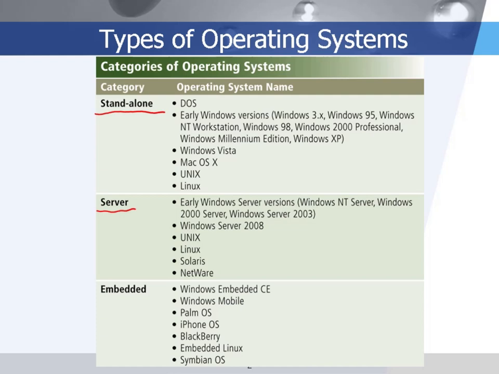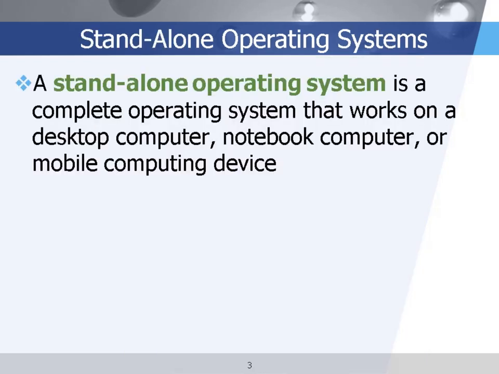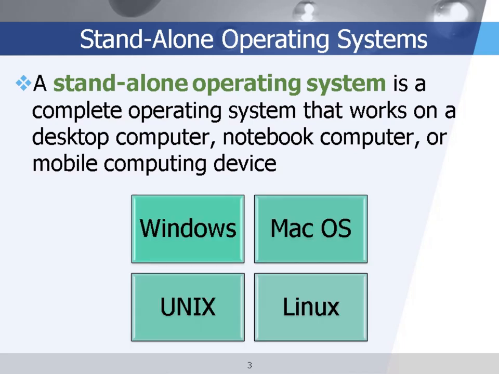The third type is called embedded operating system. It's designed for the embedded systems. A standalone operating system is the complete operating system that works on a desktop computer, notebook computer, or mobile computing device sometimes. So we have Windows, Macintosh, Unix, and Linux.